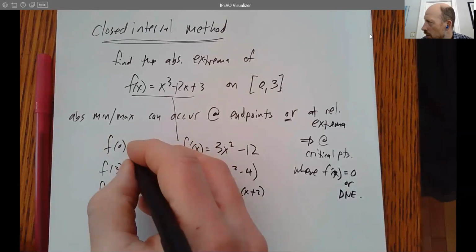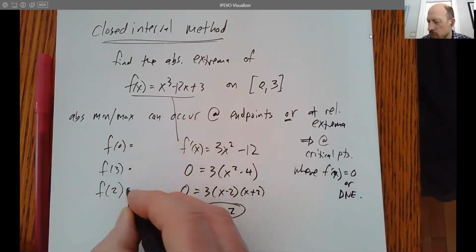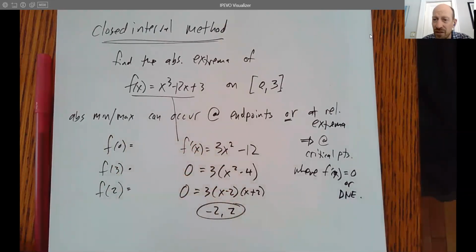And so all I have to do at this point is figure out which of these is the max and which of these is the min. I'm guaranteed a max and I'm guaranteed a minimum, and I know these are the only places where they can occur.